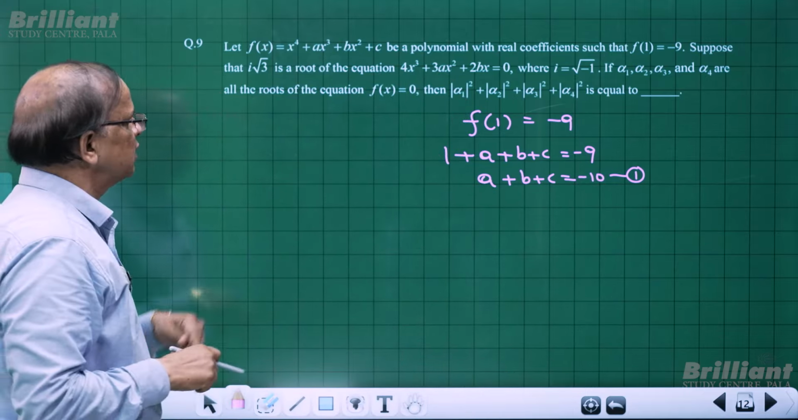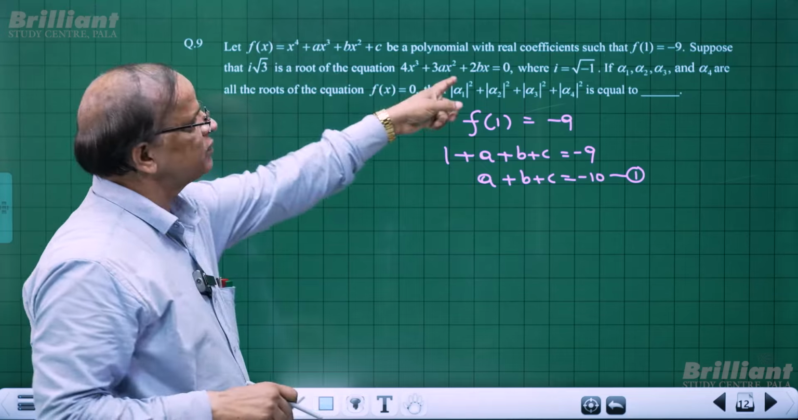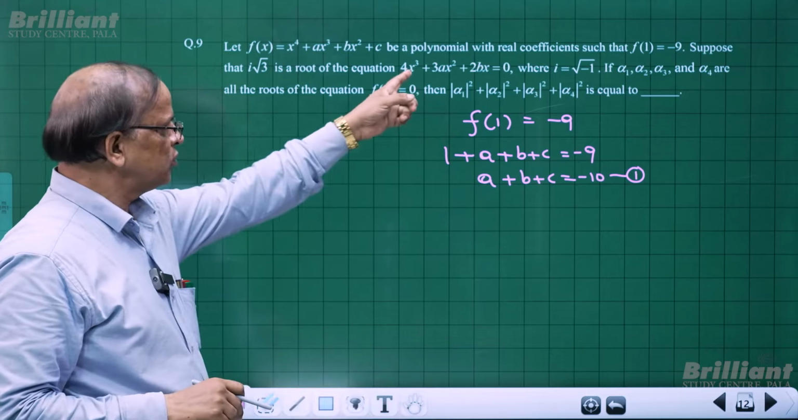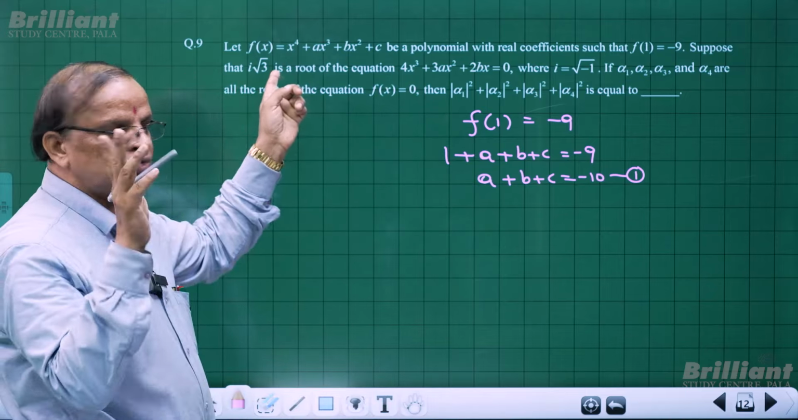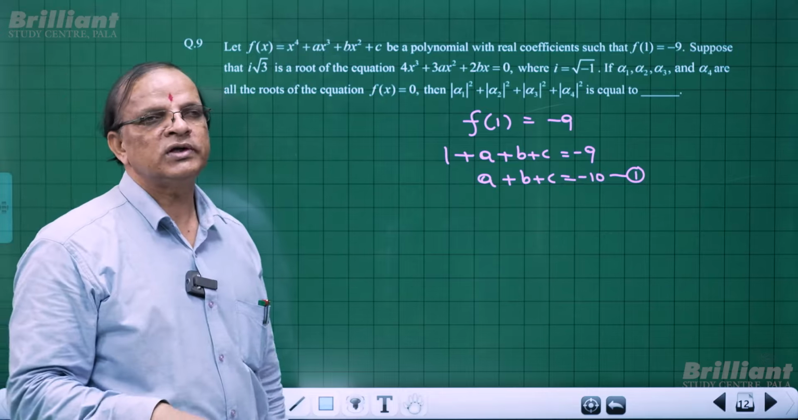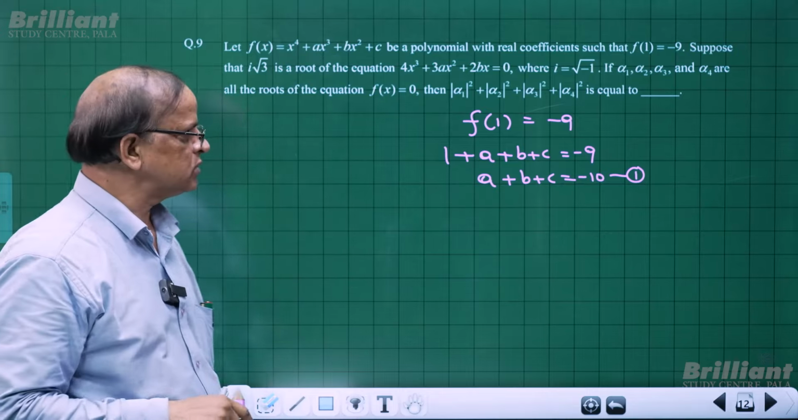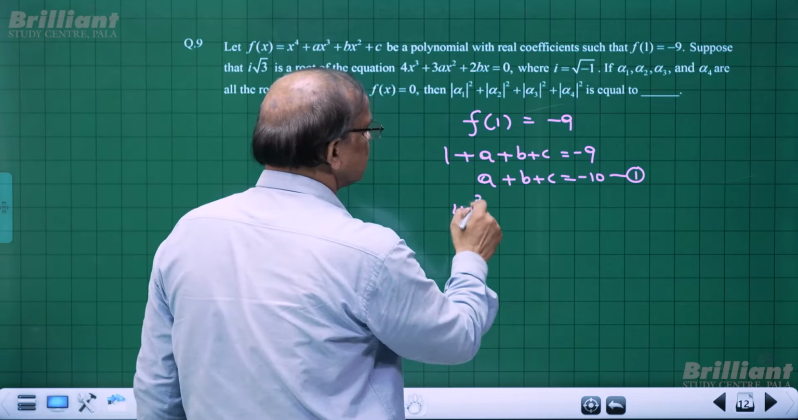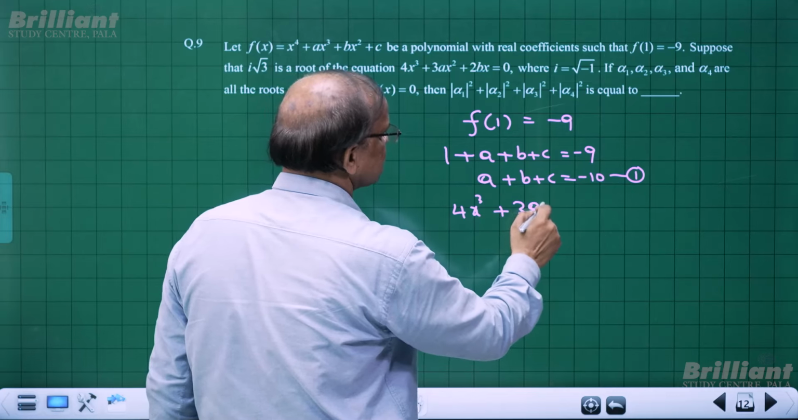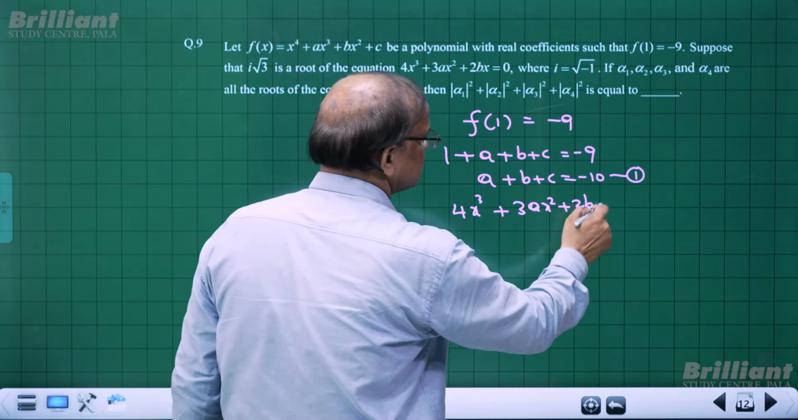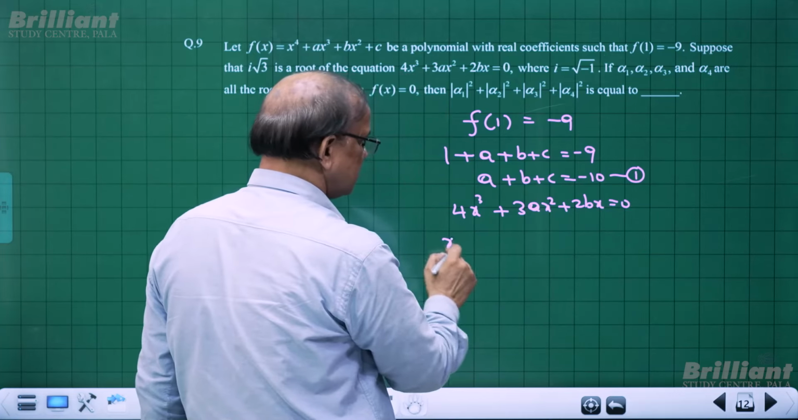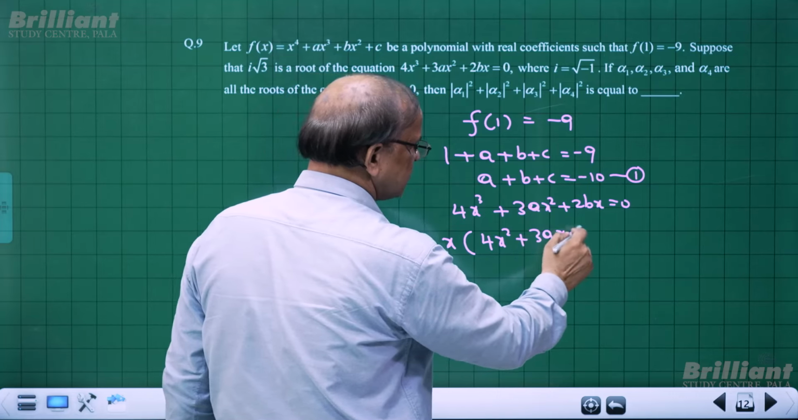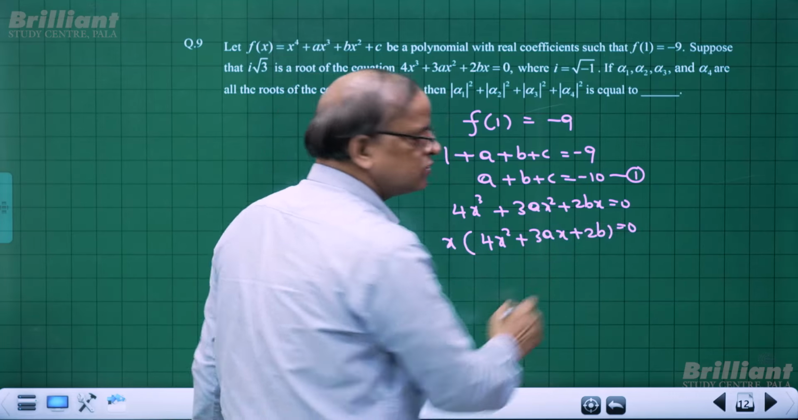Now here i root 3 is a root of this equation, correct. Therefore, it is actually a third degree and indirectly two roots are given, because i root 3 is a root, minus i root 3 is also a root, as complex roots are conjugate roots with real coefficients. So, 4x cube plus 3ax square plus 2bx is equal to 0. So, x is common. So, x into 4x square plus 3ax plus 2b is equal to 0, right.